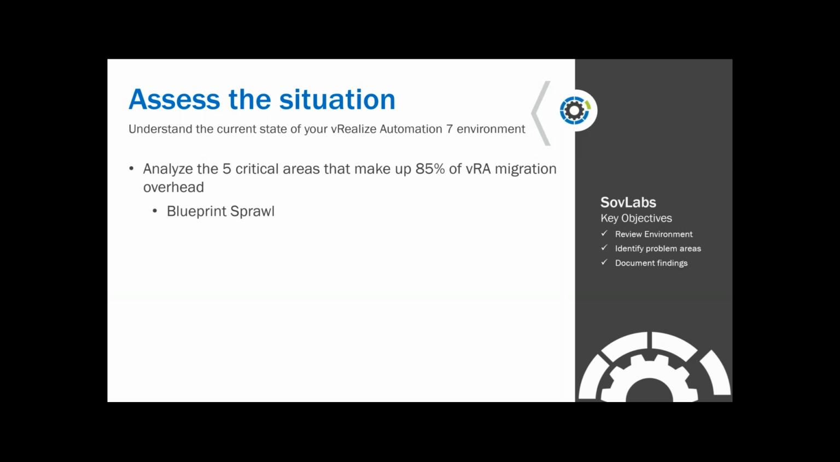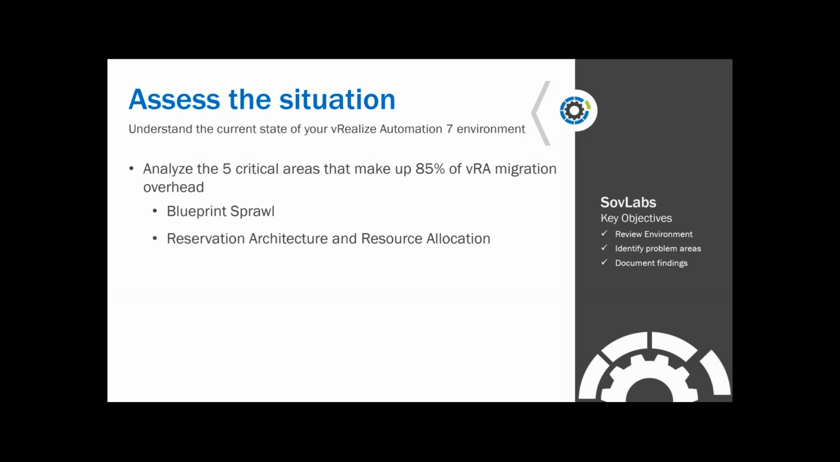We've seen a lot of 7 environments where you might have hundreds of different blueprints in your environment. And realistically, you don't want to move all those over, right? Ideally, what we want to be able to do is collapse those down and consolidate those and focus on the most important ones that need to get migrated over to vRA 8. We'll take a little bit of a deeper look into that.